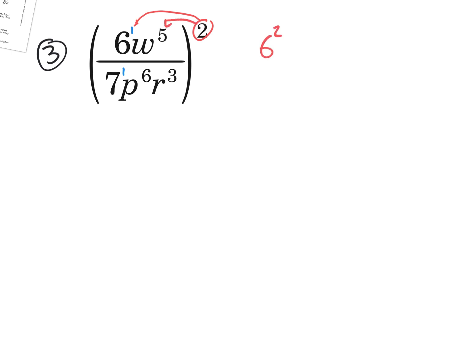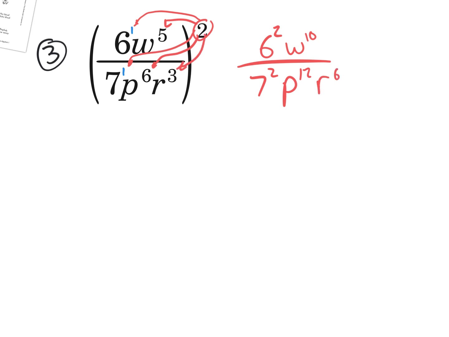2 times 5 is 10. So you're going to have W to the 10th. 2 times 1 on the 7 is 2. So you're going to have 7 squared. 2 times 6, the power of 6 on the P, that's 12, so you're going to have P to the 12th, and 2 times 3 is 6, so you're going to have R to the 6th.